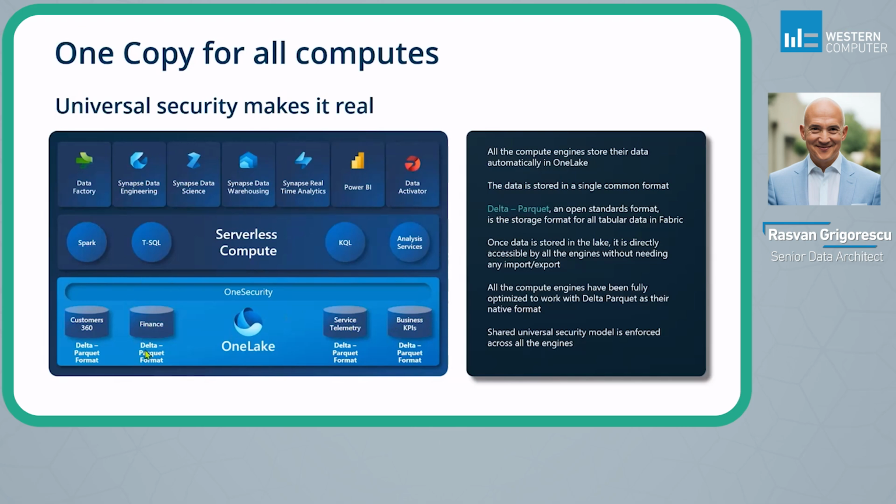All that data is stored in the same unique data format, which is Delta Parquet, which is an open standards format, not a Microsoft standard, but it offers specific advantages in compression and performance. And once the data is stored in the data lake, it is directly accessible by all the engines without any import or export. So you can run a Spark SQL in a notebook without having to change anything. You would just run that SQL code in a Spark notebook. And all the engines have been optimized to work with Delta Parquet.